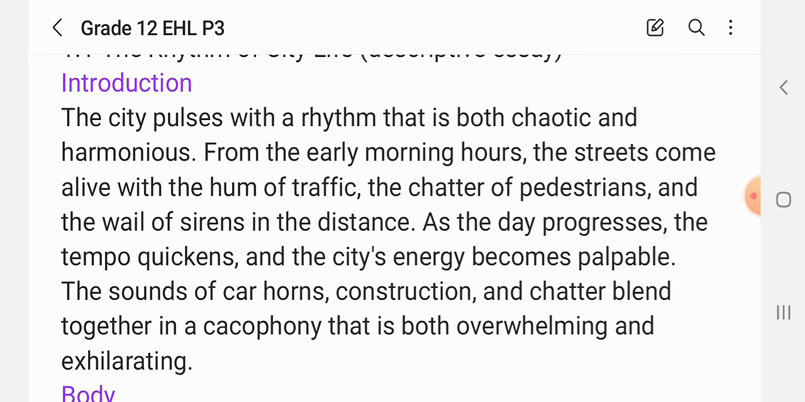So you need to know how to use words to describe the different motions and the different parts of the city life and what makes it city life. But in your introduction, make sure you capture the attention. Then in the body, you will go into more detail about what we have been introduced to in the introduction. As the day progresses, the tempo quickens and the city's energy becomes palpable. You know, the sound of the car horns, constructions, and chatter blends together in a cacophony that is both overwhelming and exhilarating. So that is your introduction.